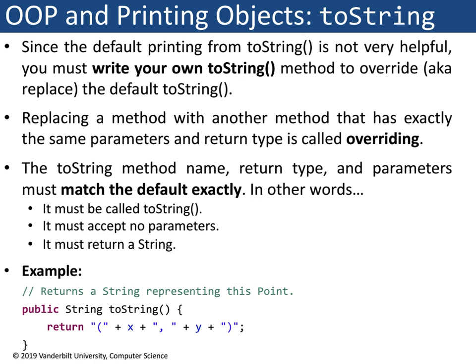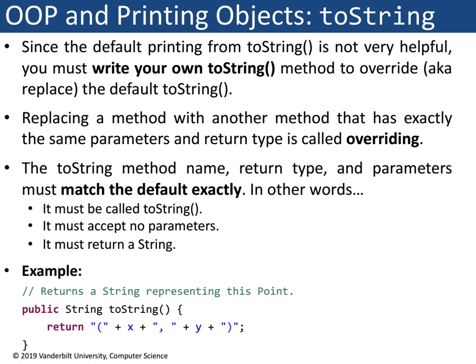So if we were writing our own point class to create point objects, we might override the toString method in the following way. First, our method, this is an instance method that would be a part of the point class, so notice public but not static. The return type must be string because the default toString method has a return type of string. The name must be toString because that's the name of the default toString method. And then it must accept no parameters because the default toString method accepts no parameters.